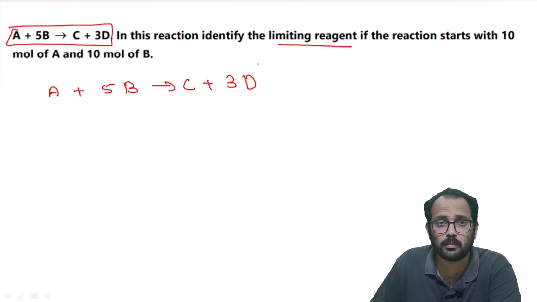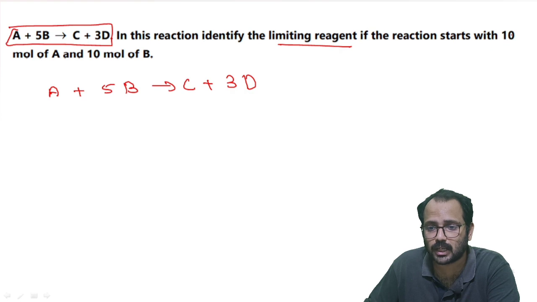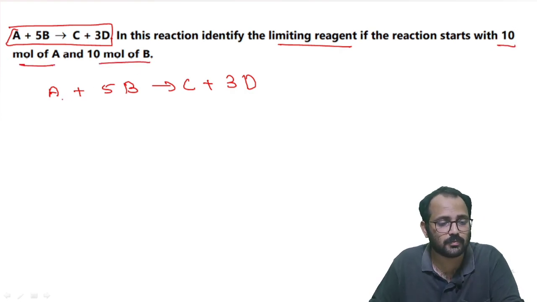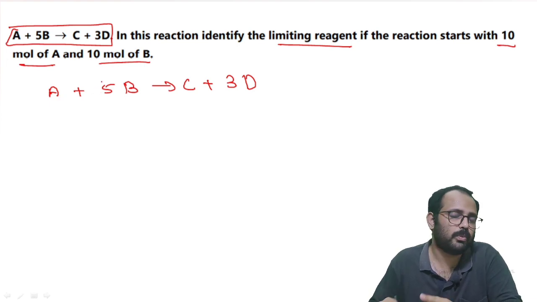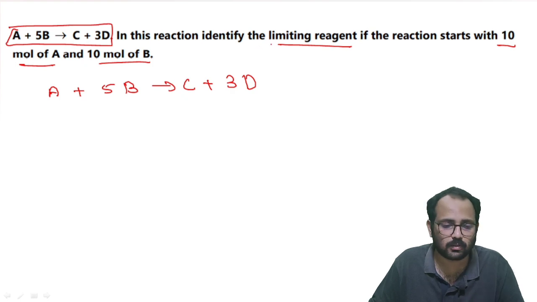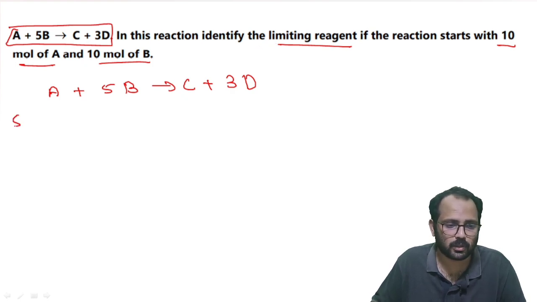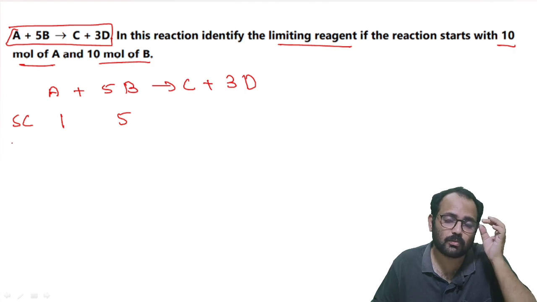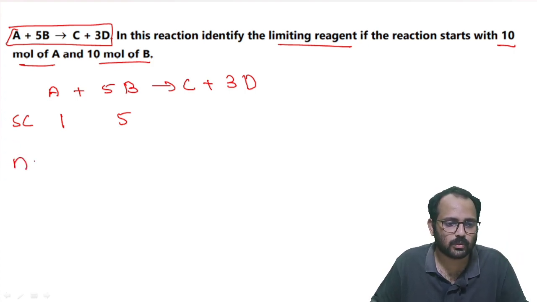Yes, we have to find out the limiting reagent. If the reaction starts with 10 moles of A and 10 moles of B. Again, they have given the values of A and B. Obviously, you will have a limiting reagent, and they are asking us just to find out the limiting reagent. So for the stoichiometric coefficients we will write 1, 5, that is it. We don't have to mention the products here because we need only the reactants. Number of moles of A is 10. Number of moles of B is 10.